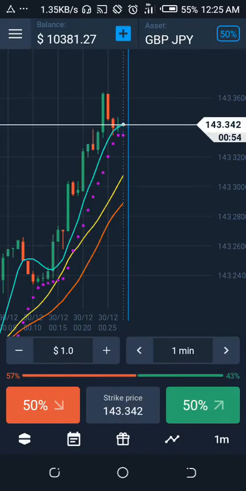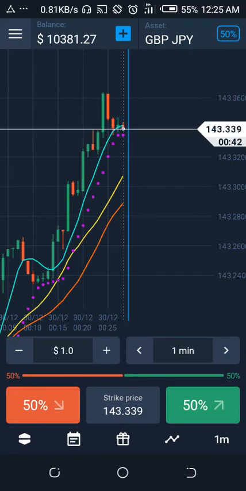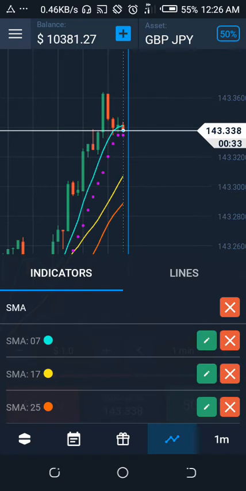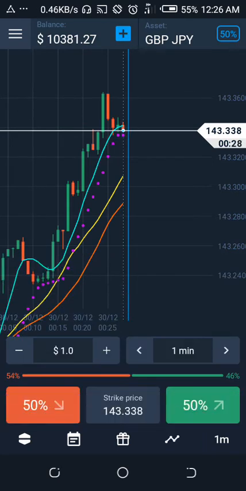So I will choose GBP JPY. I want to trade on this pair in particular. Since I set my SMA to 7, 17, 25, then parabolic to 0.02, I will use that strategy and apply it before I execute any trade. How am I going to do that? This is how I'm going to do that.